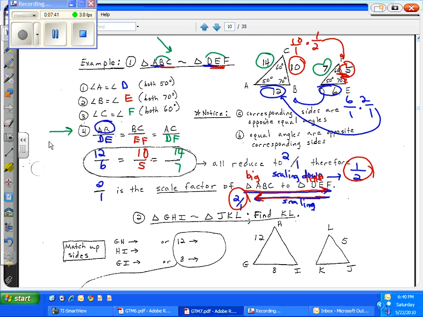So they reduced to 2 over 1, so we say the scale factor is 2 over 1, but we've got to remember that it may not be the 2 over 1 we use. It may be the reciprocal 1 over 2. More specifically, if we're going from ABC to DEF, we are going from larger to smaller, so we would say the scale factor is 1/2. Had it said of triangle DEF to triangle ABC, there we would be going from smaller to larger, and that's when the scale factor would actually be the 2 over 1. Okay?